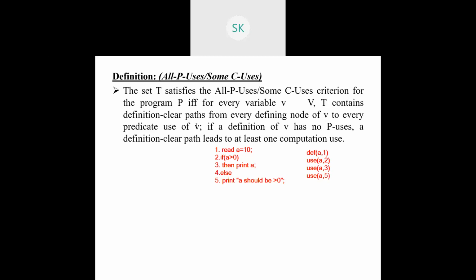Fine. So that's what they are saying. First, you need to identify whether any predicate node is available in our algorithm or not. So with respect to this, if you identify the DU path, first we need to identify the DU path. Keep that in your head. Because we cannot directly go and identify the definition clear path, first we need to go step by step.